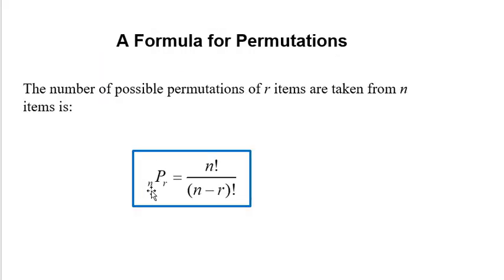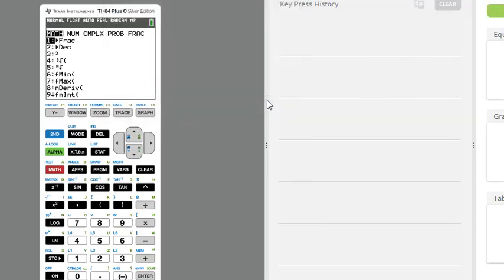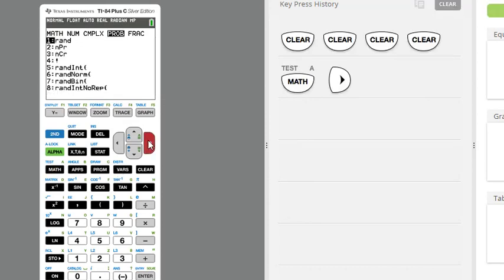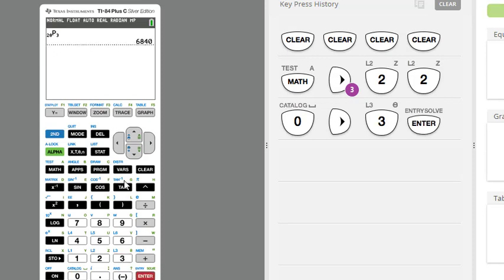So out of 20 people, I'm choosing 3, and order does matter. I would use this formula for permutation. This is doing it by hand. It would be 20 factorial over 20 minus 3, which is 17 factorial. But we're talking about doing it in our calculator. I'm going back to my calculator. So math, scroll over to probability. I'm doing a permutation, number 2. I had 20 people. For my officers, I am choosing 3. And I also got that there will be 6,840 ways to choose my officers.